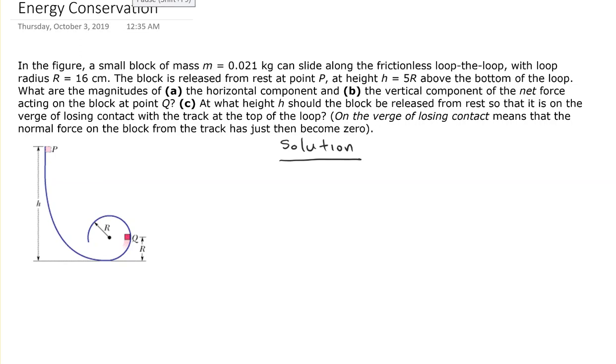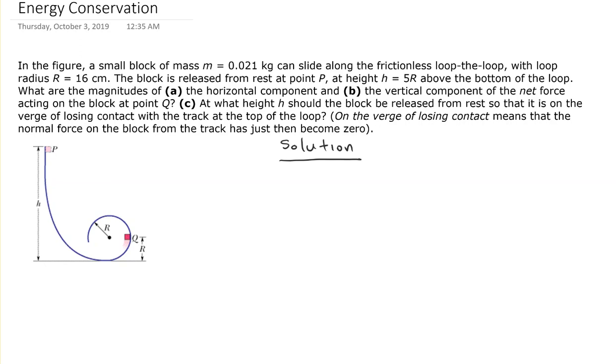A small block of mass m equal to 0.021 kg can slide along the frictionless loop with loop radius r equal to 16 centimeters. The block is released from rest at point P at height h equal to 5r above the bottom of the loop.